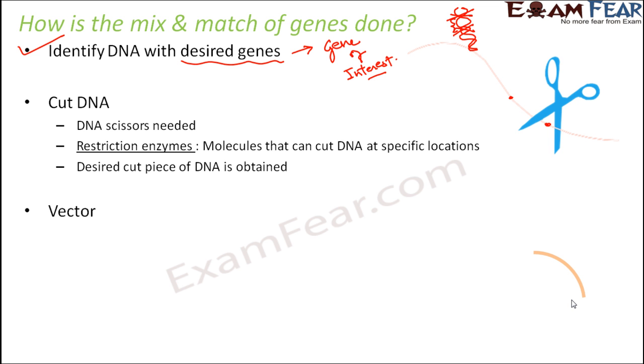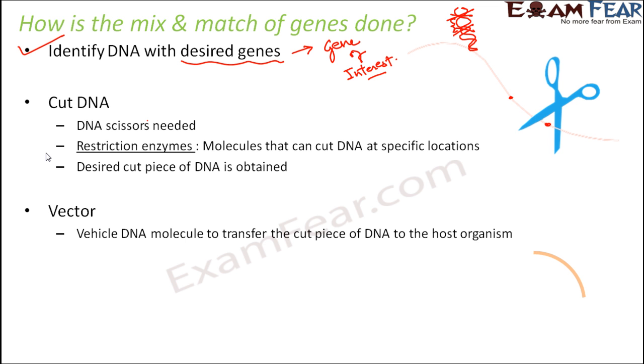For that purpose, we need a vehicle. And what is that vehicle? That vehicle is a vector. So it is a vehicle DNA molecule to transfer the cut piece of DNA into the host organism. This vehicle DNA molecule will attach itself to this cut piece of DNA, and then it will get introduced inside the host organism, and this vector along with this cut piece of DNA together will form a recombinant DNA, which will have the ability to replicate. So now we will see how that entire process happens.